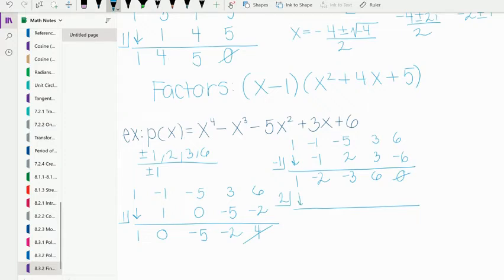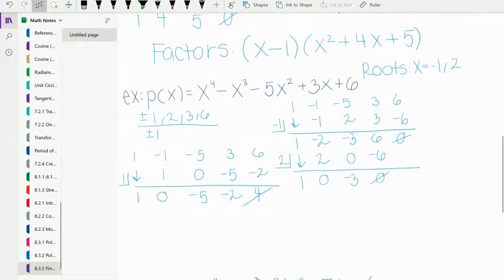So I pull down the 1. 1 times 2 is 2. Negative 2 plus 2 is 0. 2 times 0 is 0. Negative 3 plus 0 is negative 3. Negative 3 times 2 is negative 6. And once again, we got another factor. So at this point, we know that the roots, I'm going to write it up here, the roots are x equals negative 1 and 2, and we're missing 2 other ones.